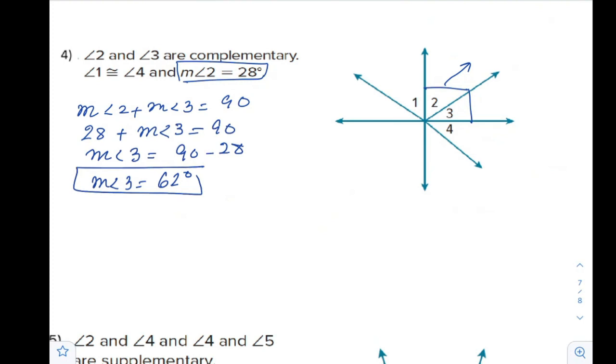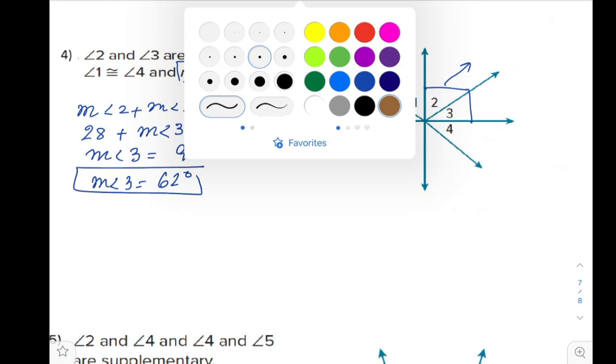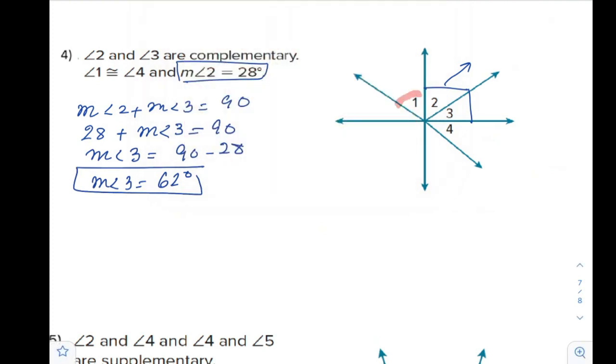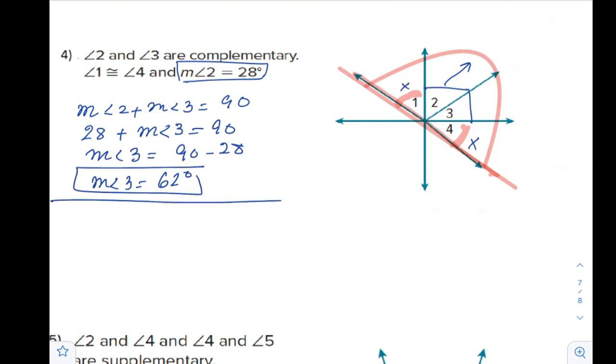Now, we know also that measure of angle 1 and 4 are congruent. They are equal in measure. And we can see that all the angles forming a line. It's not very clear, but it's a line. So totally should lead to 180, sum of 180. That means if you call this x, this will be also x. So we can say x plus measure of angle 2 plus measure of angle 3, which are totally 90.